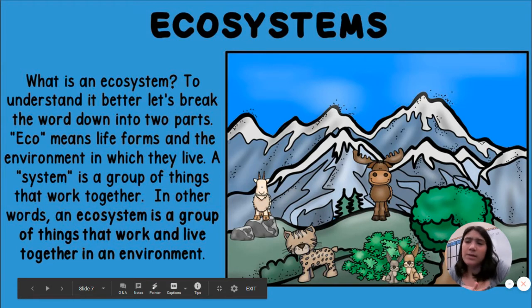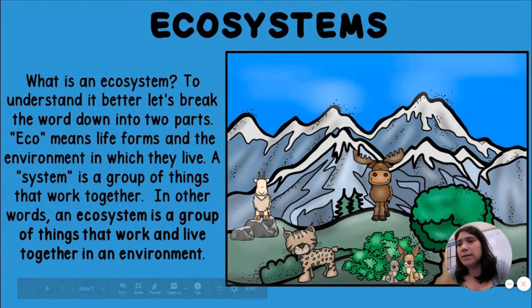So, what is an ecosystem? To understand it better, let's break the word down into two parts. Eco means life forms and the environment in which they live. An ecosystem, or a system, is a group of things that work together. In other words, an ecosystem is a group of living things that work and live in an environment.